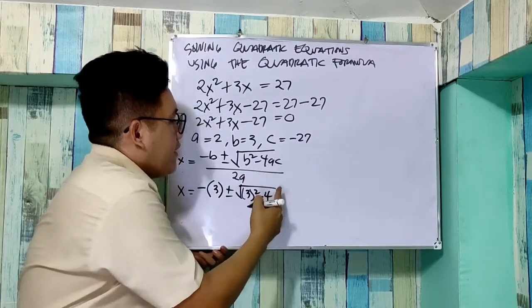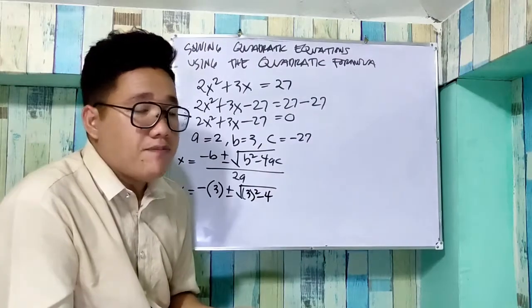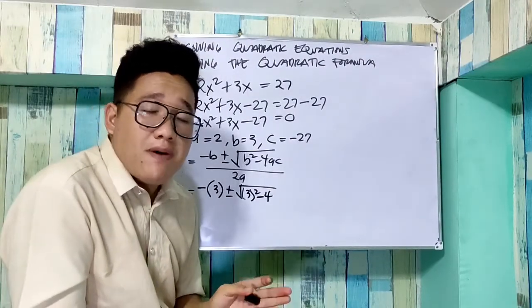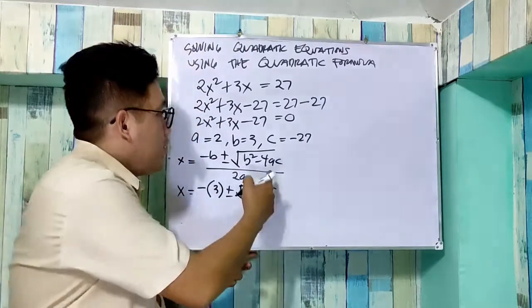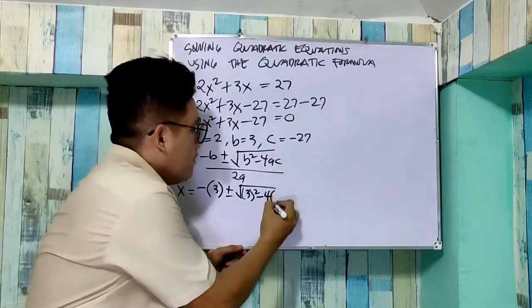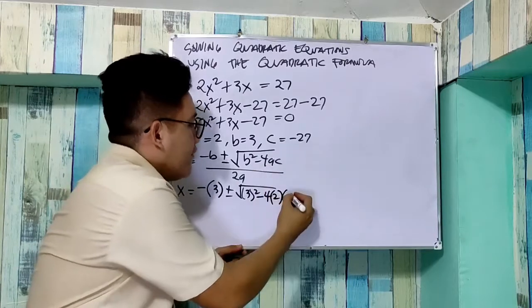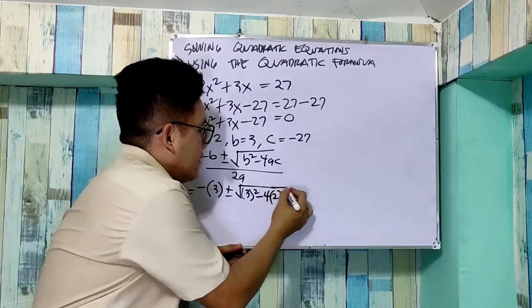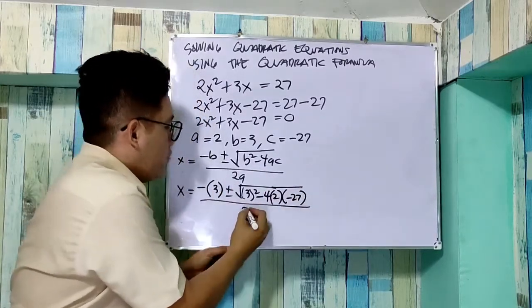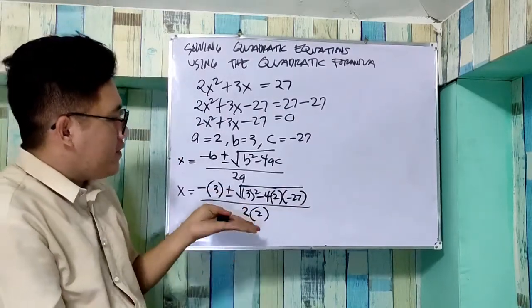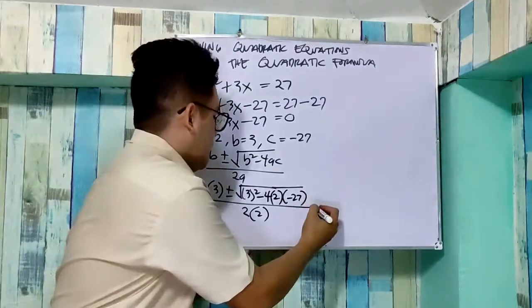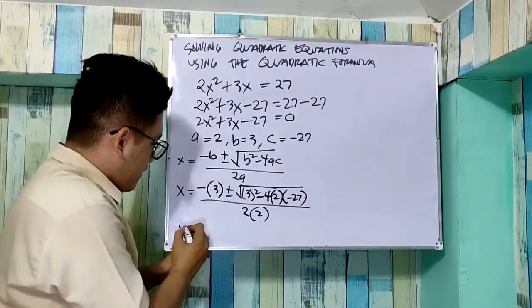Copy 4. Yung iba po, just copy, ha? Kasi part yun ng formula. Huwag yung papalitan, huwag yung babaguhin. Yung mga variables lang, mag-substitute tayo. So, A, we have 2. C, we have negative 27. 2A, we have 2. Yan, napalitan na natin yung A, B, and C. So, ito na. Isosolve na natin siya.